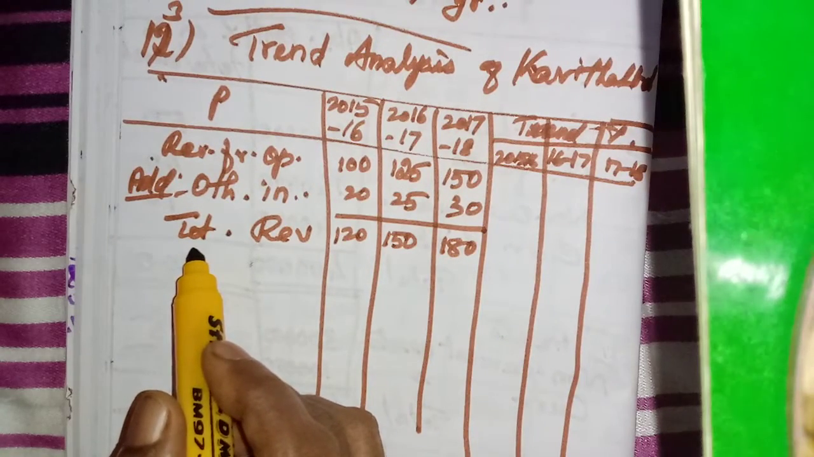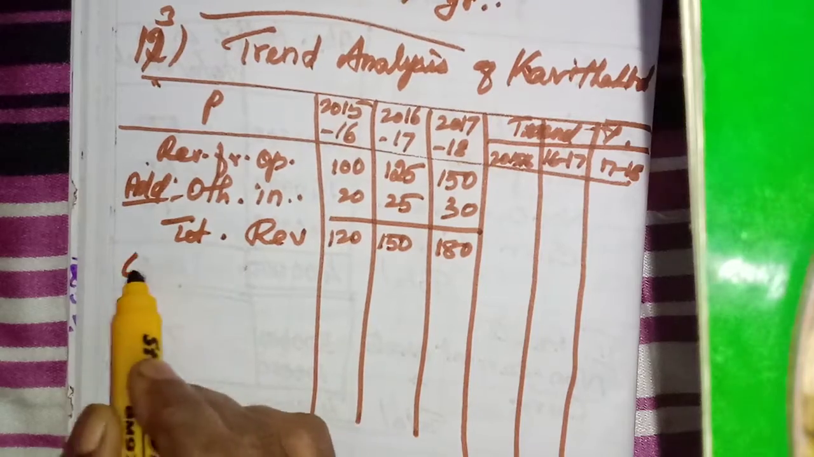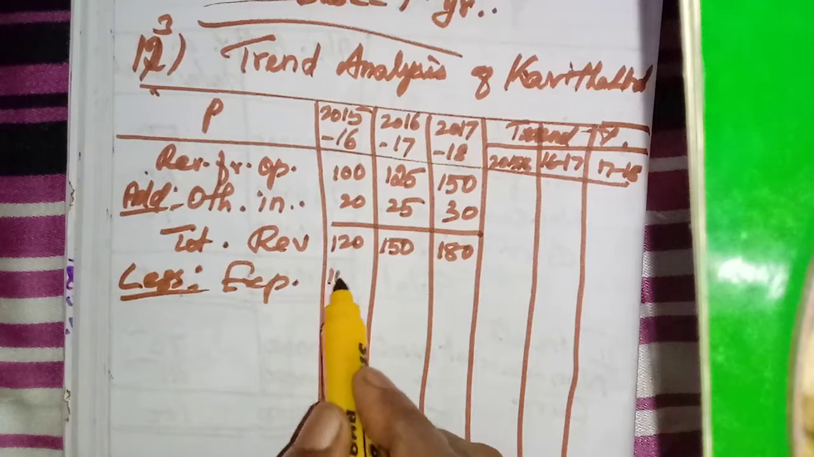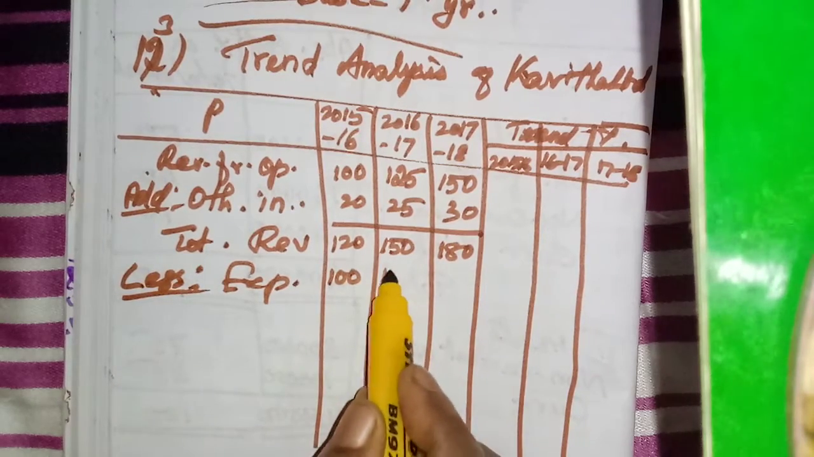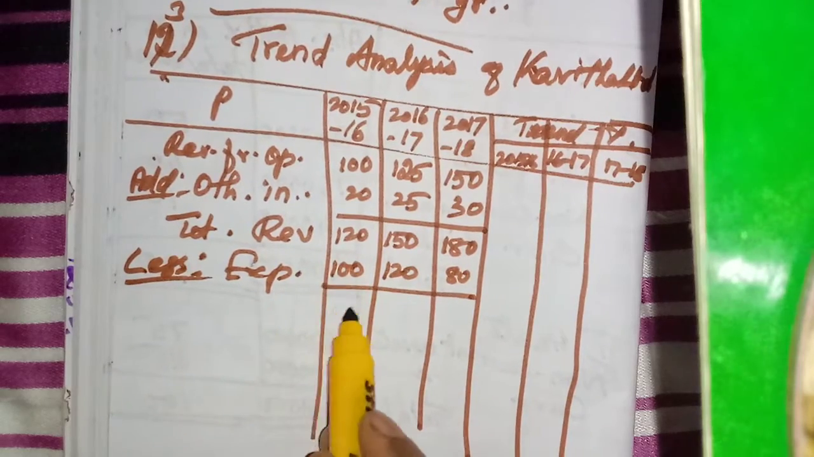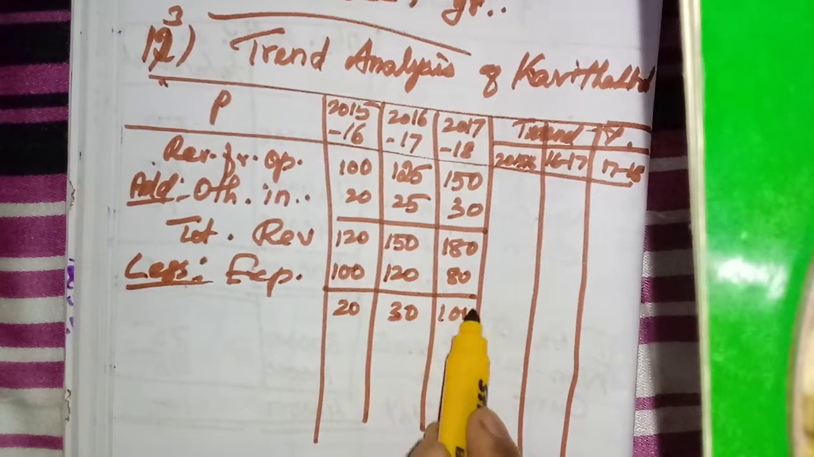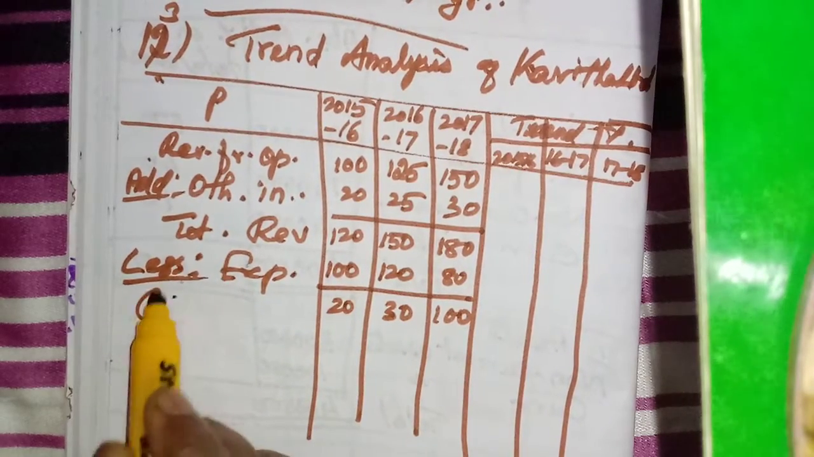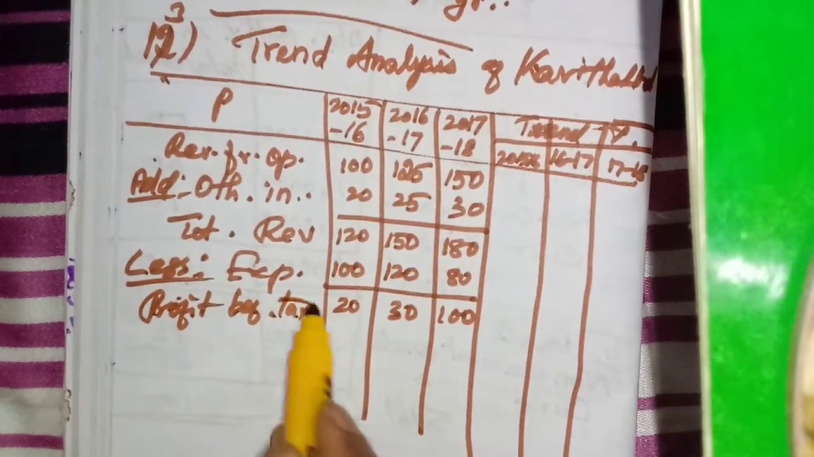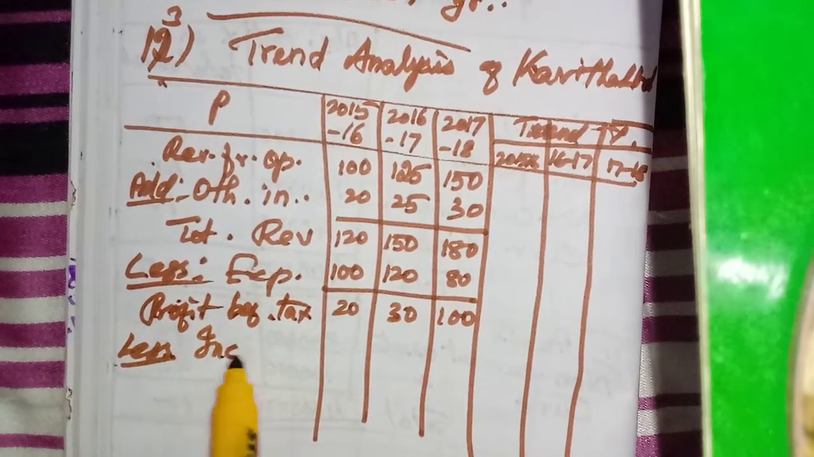Then next item, other income we have added. Now less expense, isn't it? Less expense 100, 120, 80. Right. We get 20, 30, 100. What is this? Profit before tax. Okay, then less income tax.